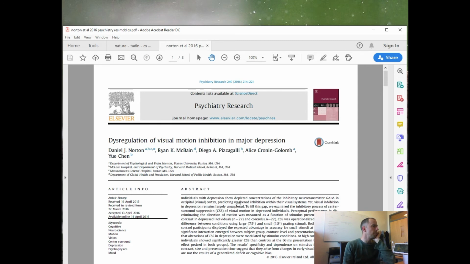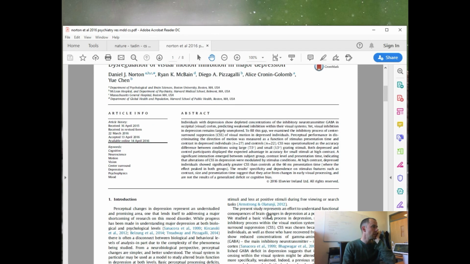So, what we did is we studied, it's called dysregulation of visual motion inhibition in major depression. And what that basically means is I did the same thing that the Tadin Nature paper did, and I studied it in depression, and I found that it was somehow altered.